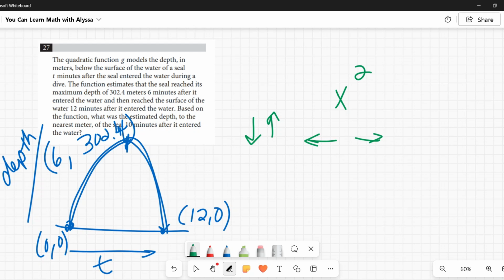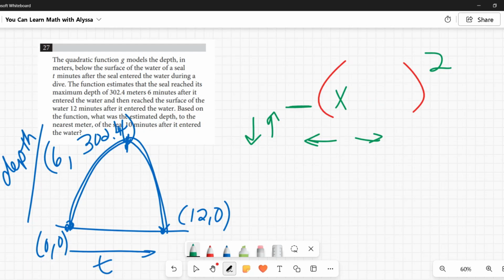So if you want to move it up, you add a number on the outside. If you want to move it down, you subtract a number on the outside, outside of this central x squared. If you want to move it left or right, then you put a number in with the x squared, and it's the opposite. So if you want it to go to the left, towards the negative x, you add. If you want to go towards the right, towards the positive, you subtract.